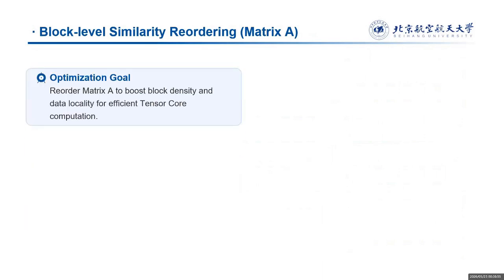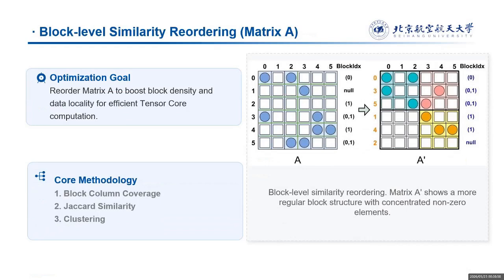This slide shows how we reorder matrix A. For each row, we first map its column index to block column index. For example, if the block size is 16, each column index is divided by 16. Then each row can be represented by its set of block columns. After that, we compute the similarity between these block column sets. Rows with similar block column coverage are placed close together.